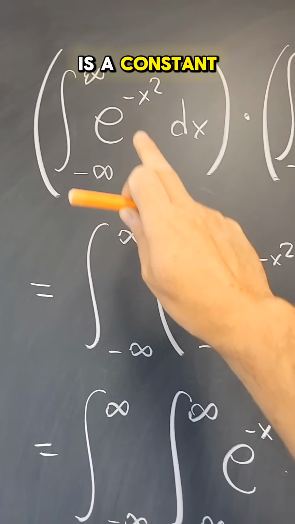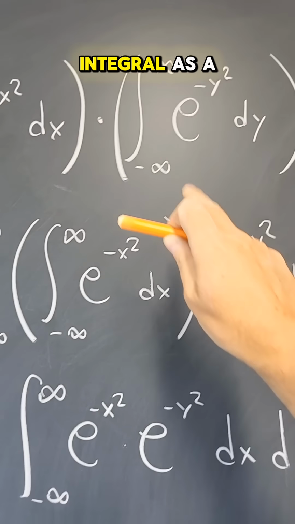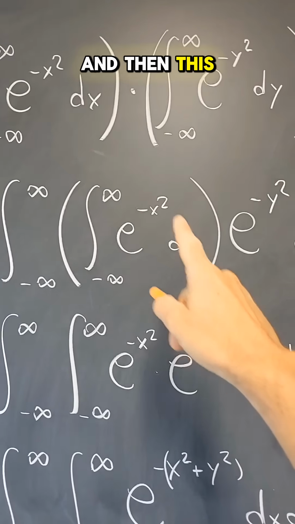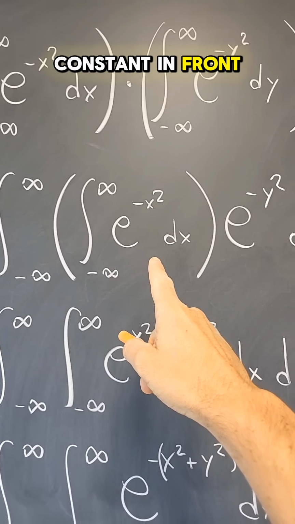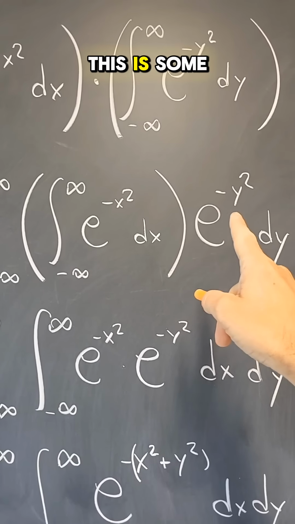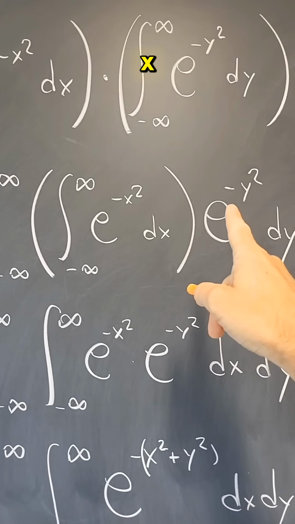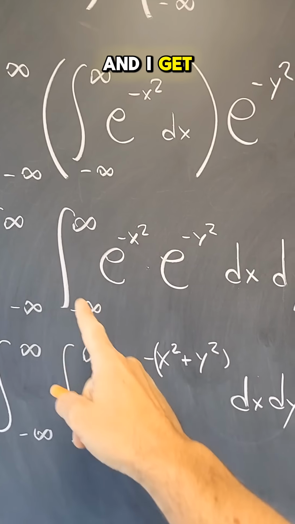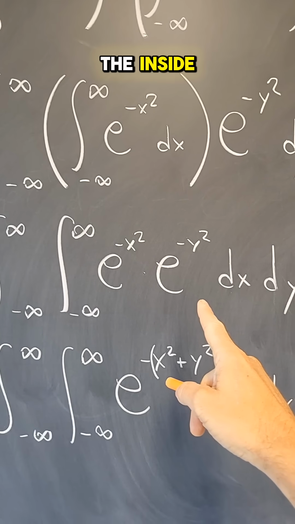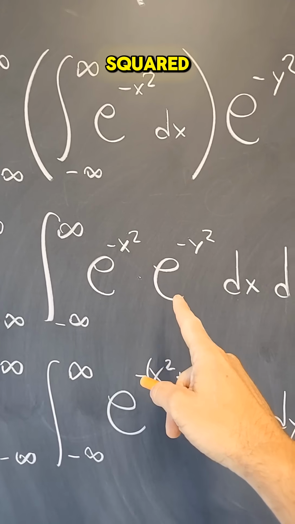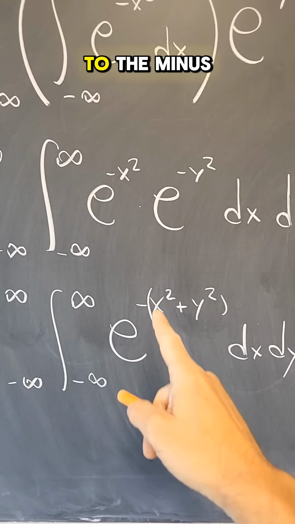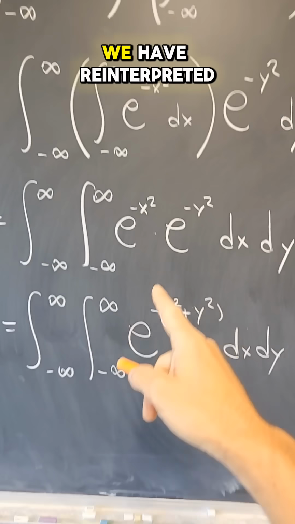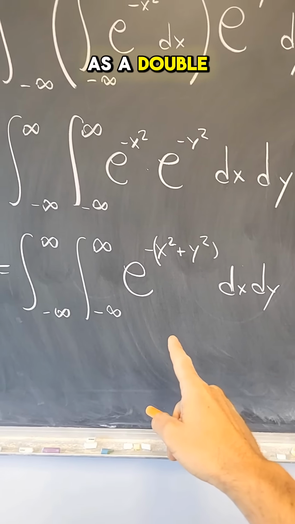Then if this is a constant, I can bring it inside this integral as a constant. So now I have the integral with respect to y, and then this number as a constant in front. But now this is some sort of constant with respect to x, so I can bring it multiplying inside this other integral, and I get this integral in the inside, but e to the minus x squared times e to the minus y squared is e to the minus x squared plus y squared quantity, so that product we have reinterpreted as a double integral.